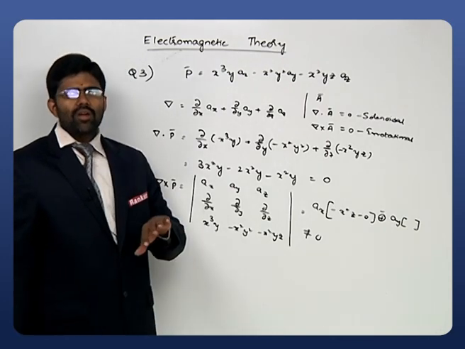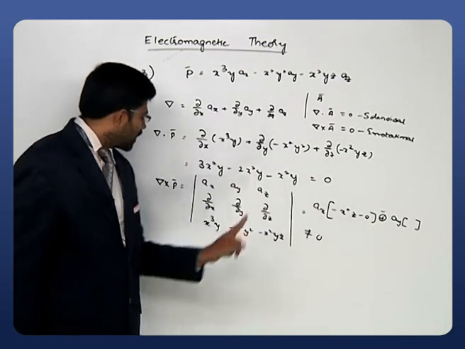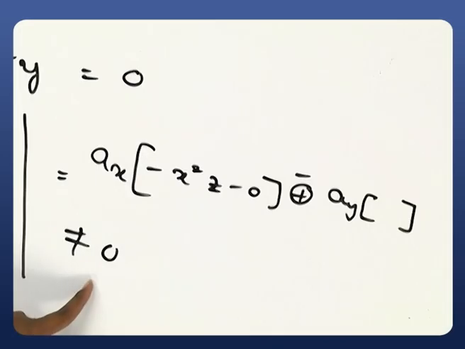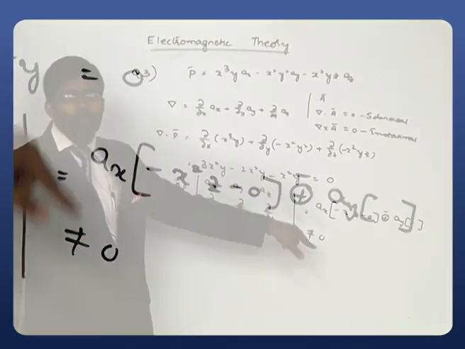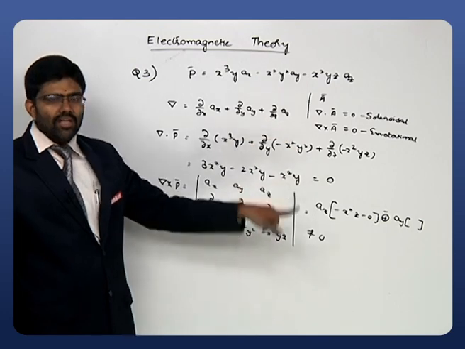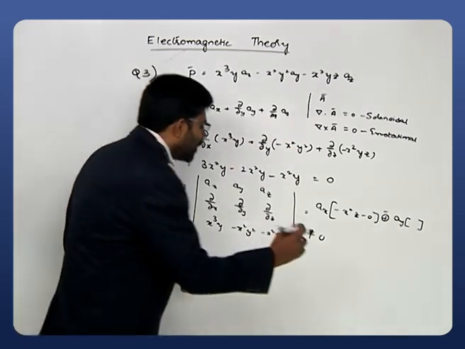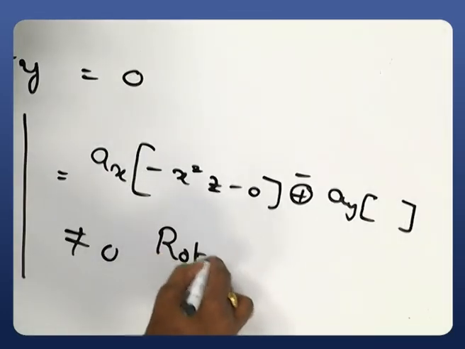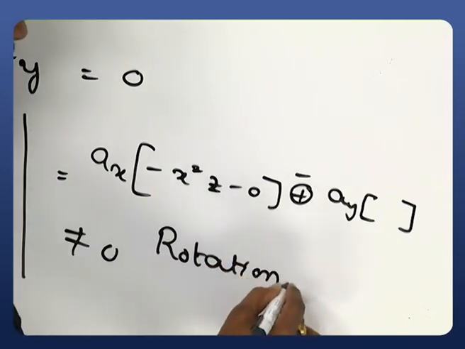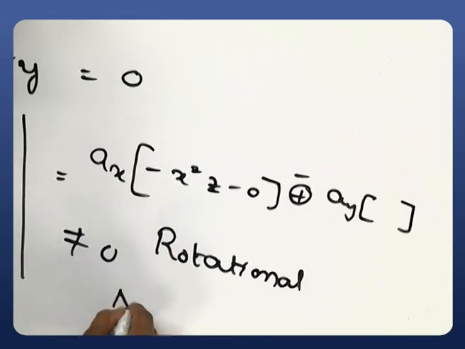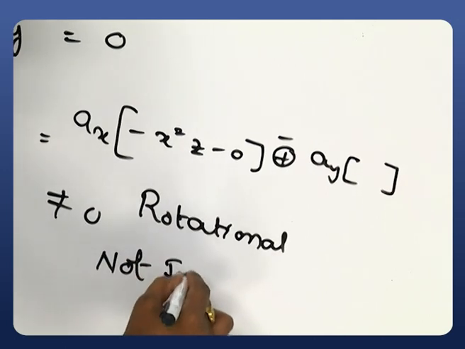So even if you are not taking that ay and az, you can say that this del cross P is not equal to 0. If it is equal to 0, you will say that it is irrotational. If it is not equal to 0, simply it is said to be rotational. Since it is rotational, what you can say is it is not irrotational.